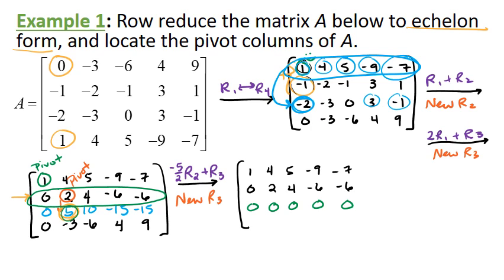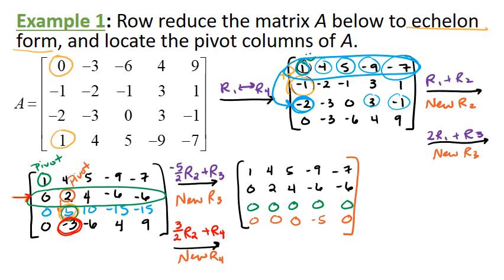Now we need to do the exact same thing for the fourth row. I need to make this entry 0. So I'm going to use row 2 again to make that happen. In fact, I'm going to take 3 halves times row 2 plus row 4 in order to get the new row 4. All right, and when I do, I get 0, 0, 0, negative 5, 0.